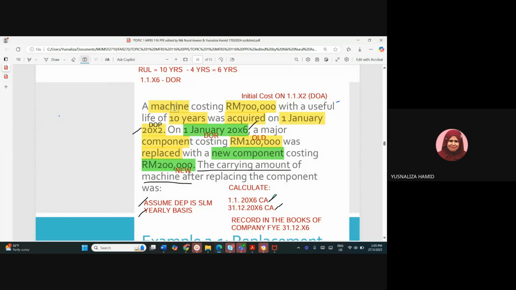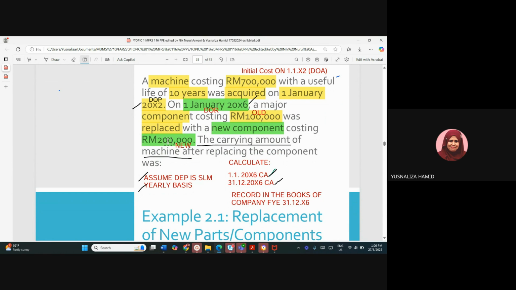So what you will do is, you can see that the yellow highlight is everything about the old machine and old component. So on 1st of January 20X6, this is where you are going to replace the component. I put there DOR, date of replacement. A major component costing 100,000. That 100,000 refers to the cost of the old component when it was acquired back in 20X2. So you replace the component of a machine that was acquired on 1st of January 20X2, not the whole machine, just one component that cost 100,000. It was replaced with a new component on 1st of January 20X6, and the new component cost 200,000. That 200,000 is the initial cost of the new component. So therefore, the issue is how do you treat that replacement of the old component with the new one.